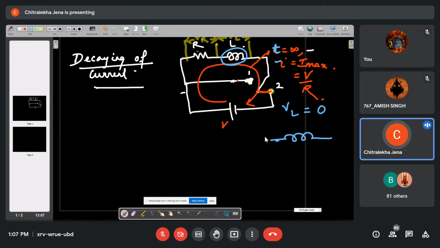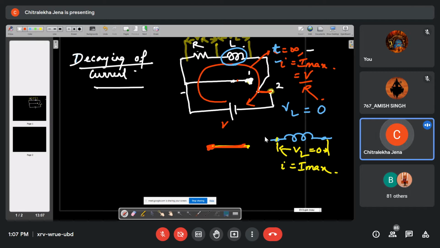When there is a potential difference equal to 0, at which condition will the potential difference be equal to 0? I will tell you: potential difference is equal to 0, VL is equal to 0, and the current flowing in the inductor is maximum. That means it is simply behaving as a conductor only. It is simply behaving as a conductor.